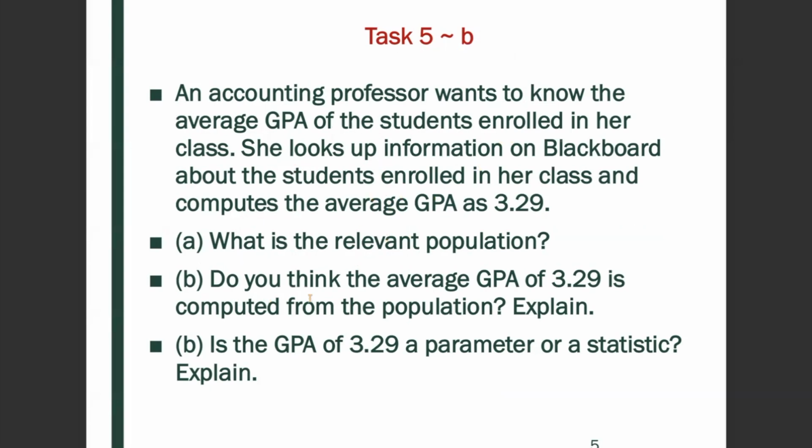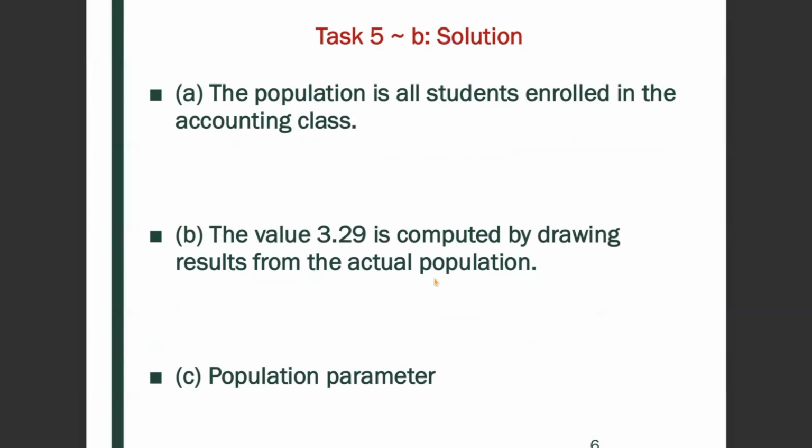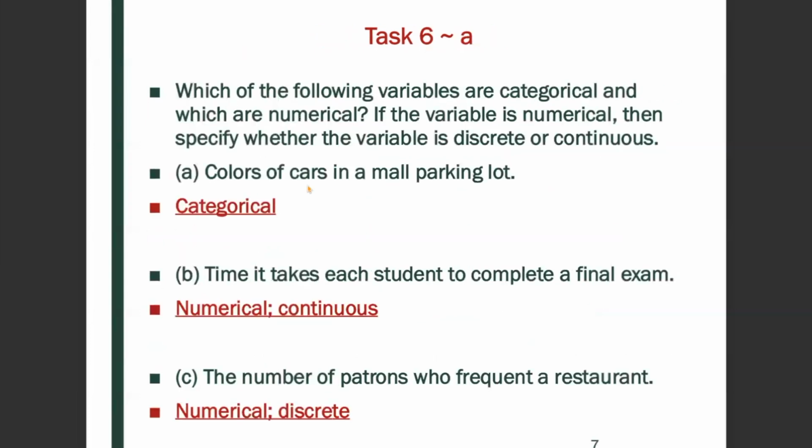Part B, do you think the average GPA of 3.29 is computed from the population? So the value 3.29 is computed by drawing results from the actual population. So the answer would be yes. And then is the GPA of 3.29 a parameter or a statistic? Here it would be a population parameter. And here are the solutions, which I just went over.